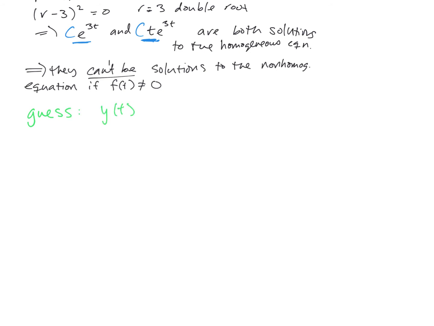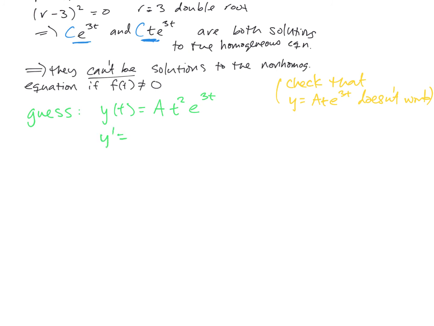y of t equals a t squared e to the 3t. And I'll put a note over here: you can check that y equals a t e to the 3t, with just one factor of t, doesn't work. Okay, so let's go back to our t squared guess and see if this does work.